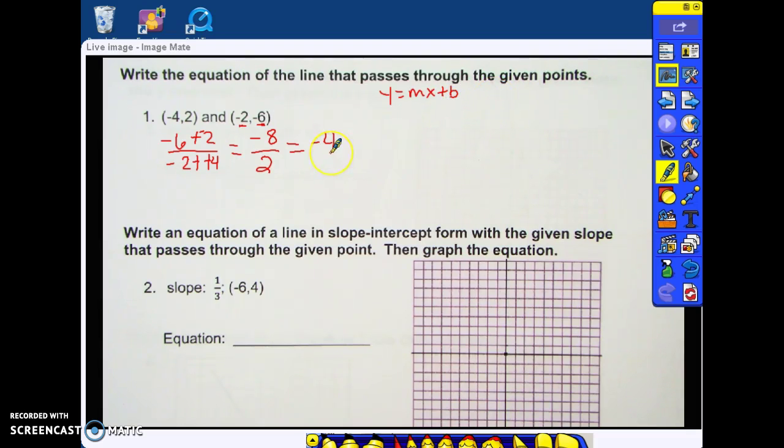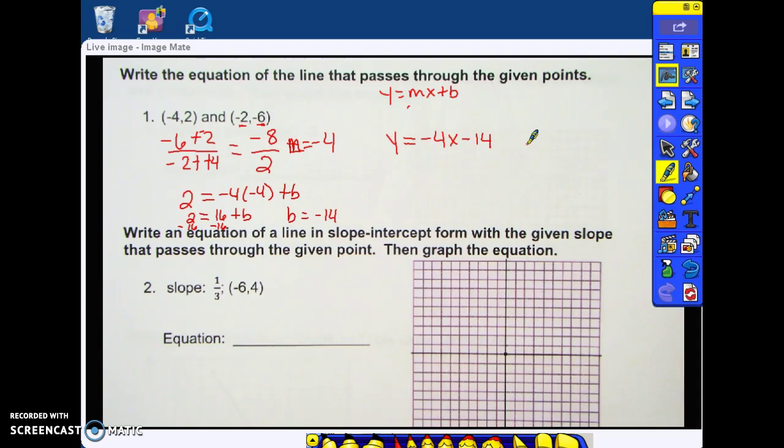I have to plug the slope and one of these 2 points into this equation. So we'll say 2 equals -4 times -4 plus b. 2 equals -4 times -4 is 16. To get b by itself, I subtract 16 from both sides, and my b is -14. Now to write the equation, I take my slope and my b and plug it into this equation, y equals -4x minus 14.